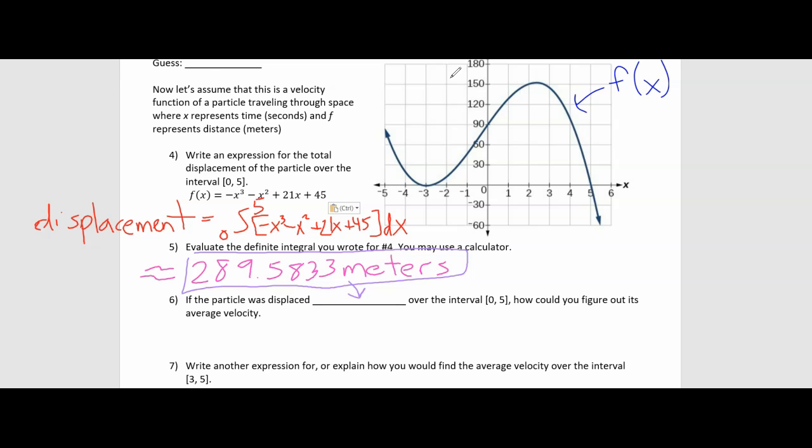Well, you could just divide that displacement by the total amount of time. The particle's been traveling for 5 seconds. So we can divide this value right here by 5: 289.5833, divide by 5. Remember, this is in meters. Just want to keep our units here so we understand what our units will be for our average value. This denominator was in seconds.